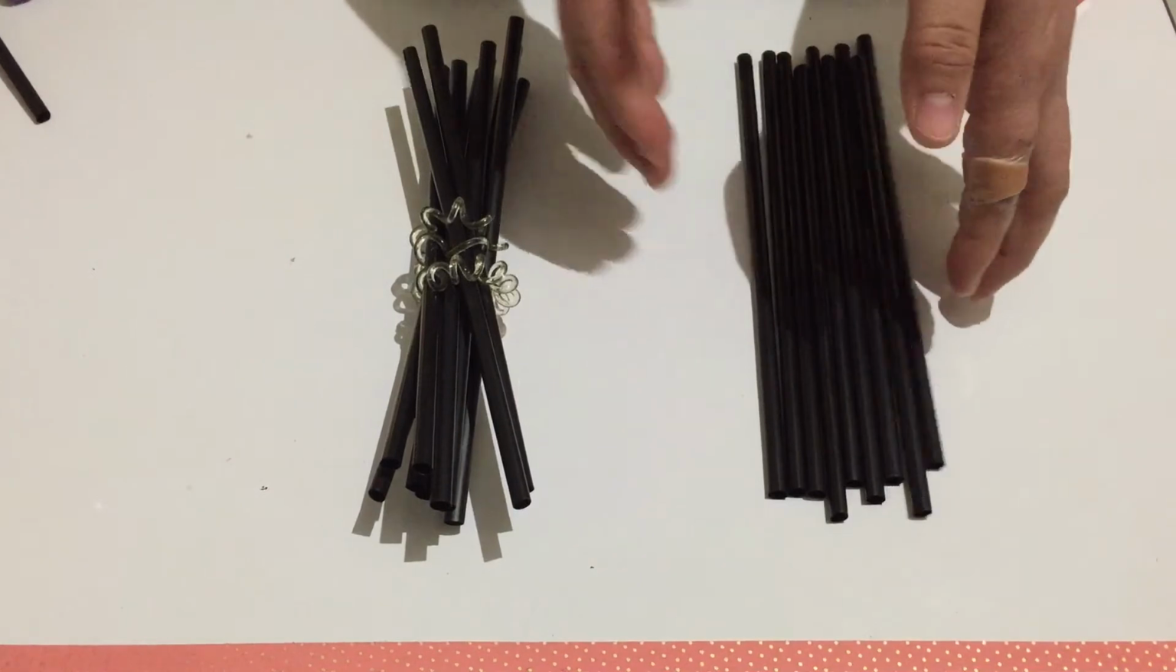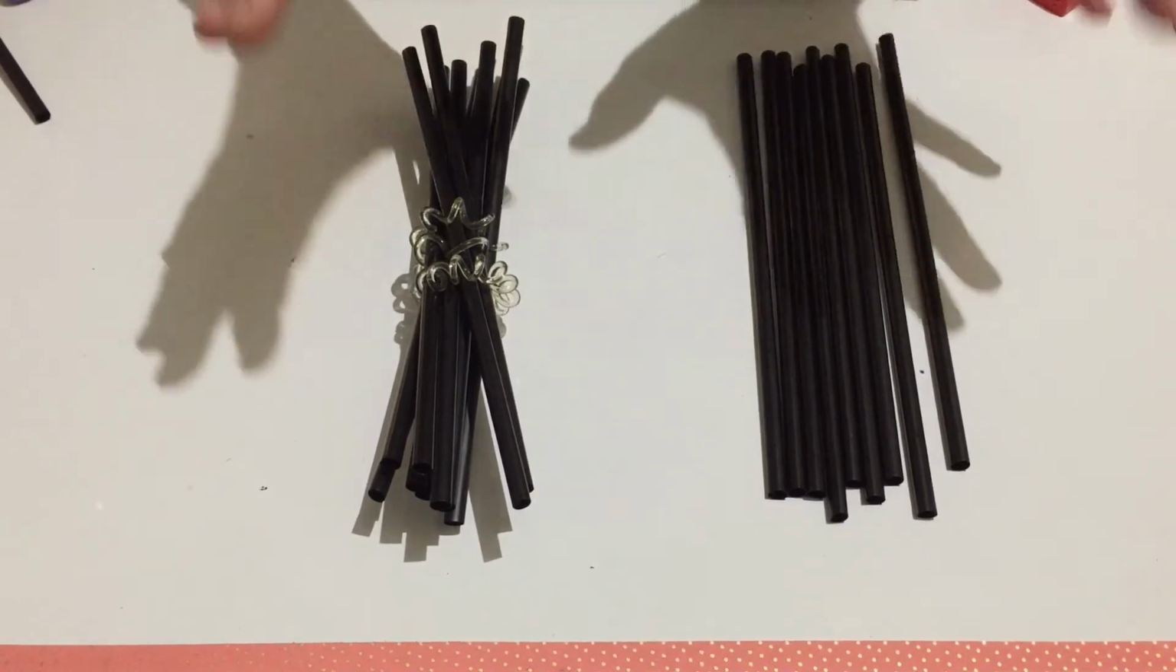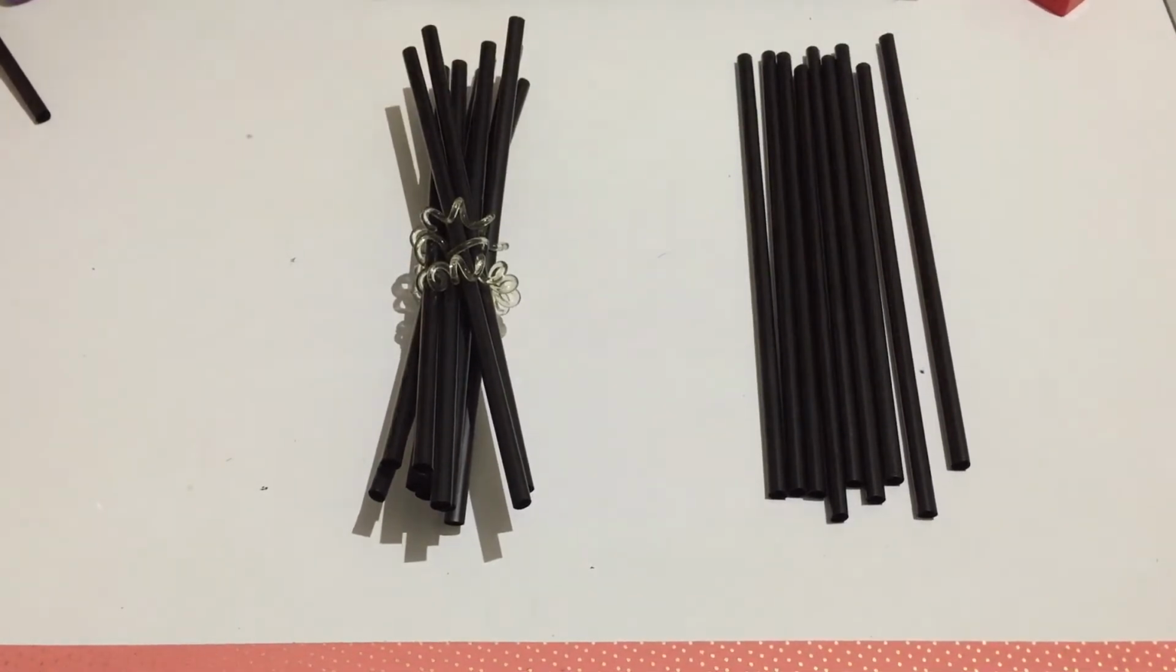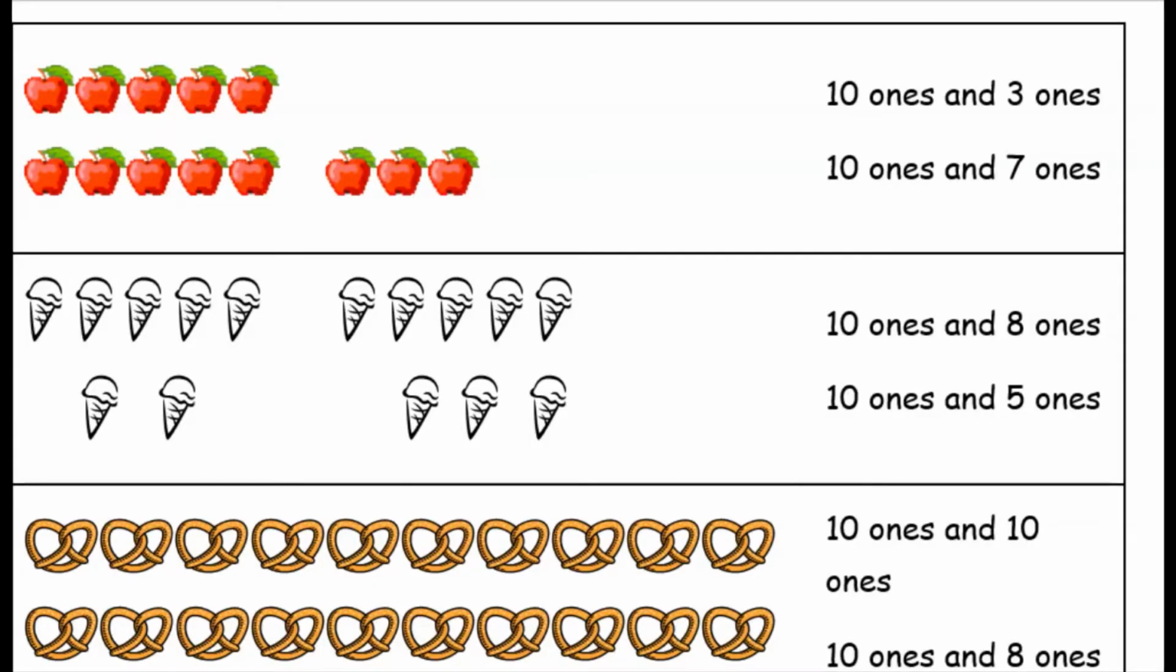Now that we've showed 10 ones and some ones using cubes, our egg carton, and our straws, let's practice on paper. Let's do some more practice on finding those 10 ones and then the extra ones. So we are going to start with these apples right here. We're going to first find our group of 10 ones, and then we need to decide if this group is 10 ones and 3 ones or 10 ones and 7 ones.